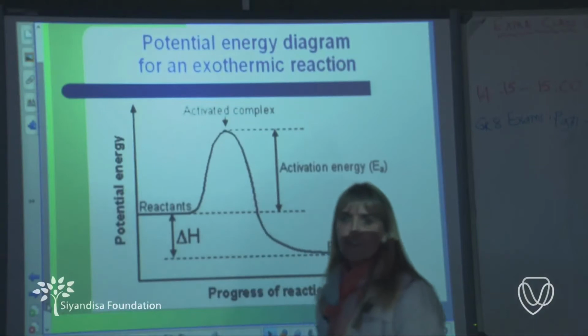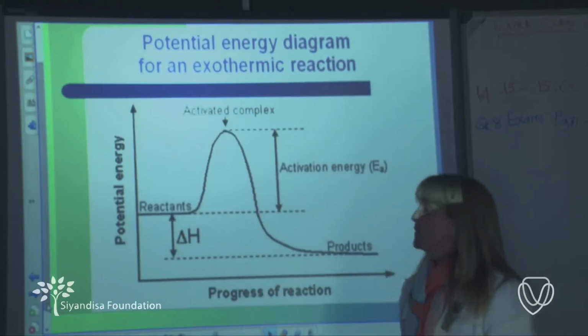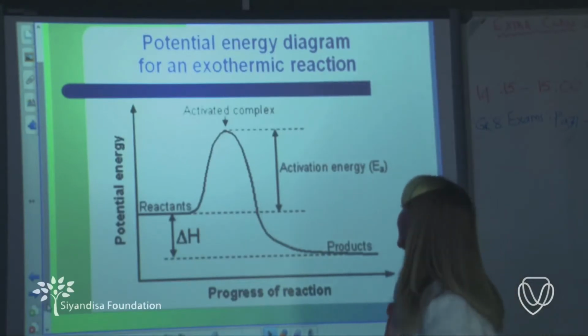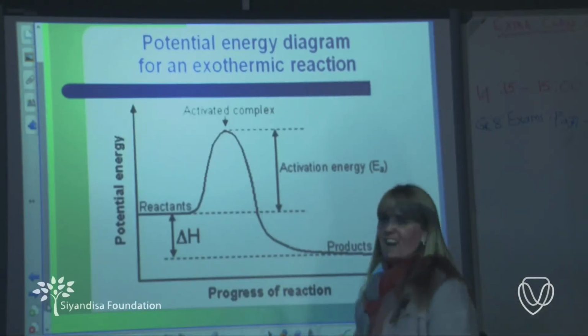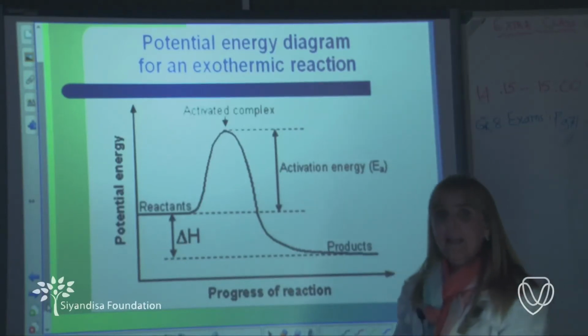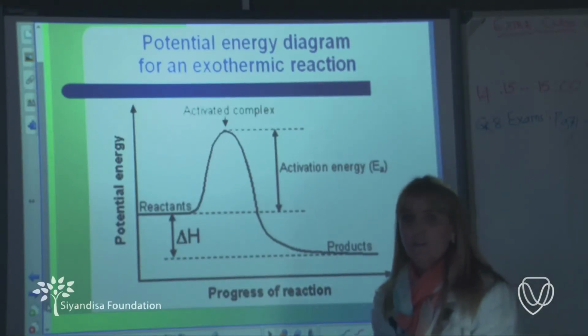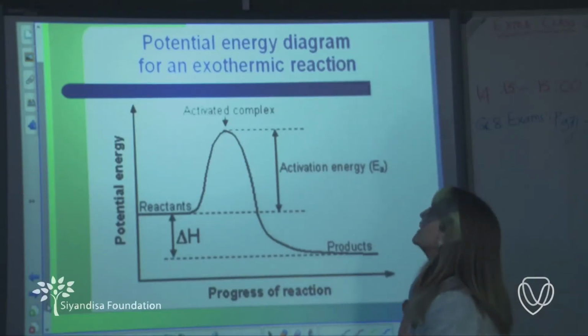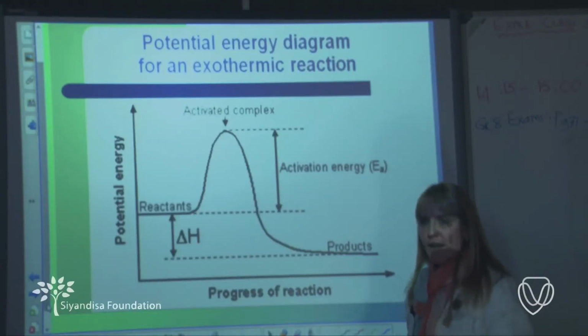Now, this is a graph that should look familiar to you from last year. This is a potential energy graph for a chemical reaction. Now, my question for you is, I've given away my answer. I was going to say to you, is this an exothermic or an endothermic reaction? Not realizing that I've given you the answer already in the heading. Why is this an exothermic reaction?